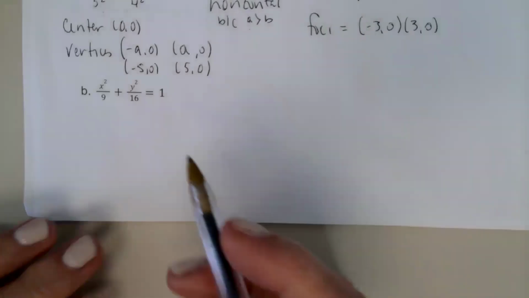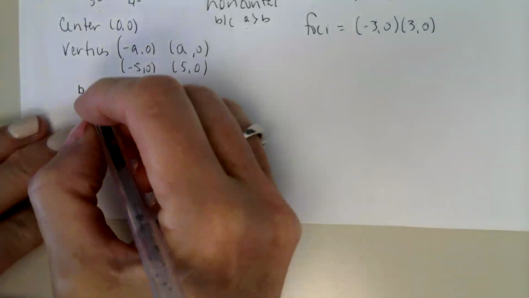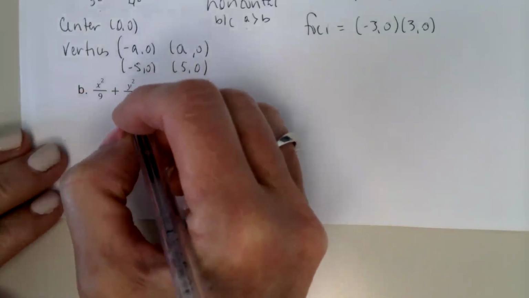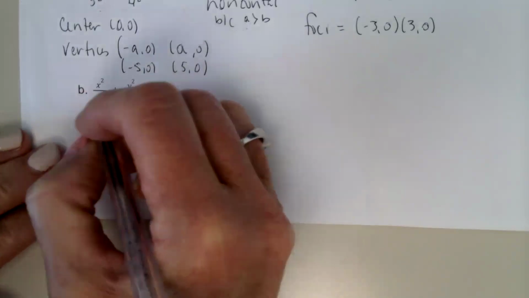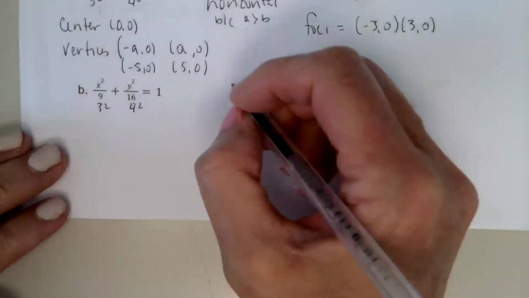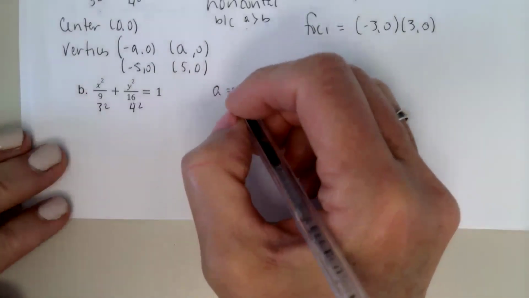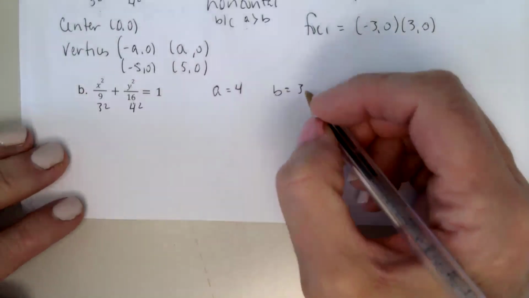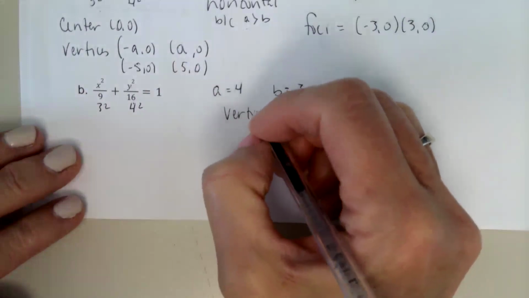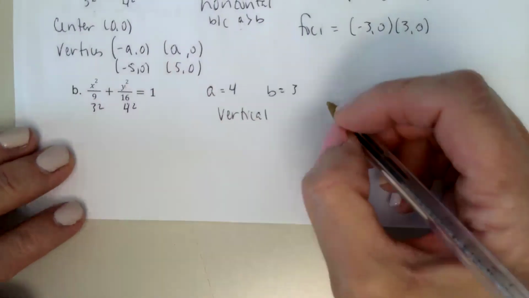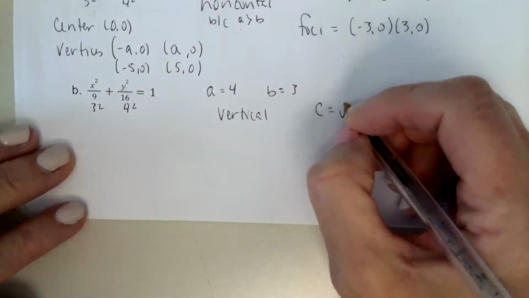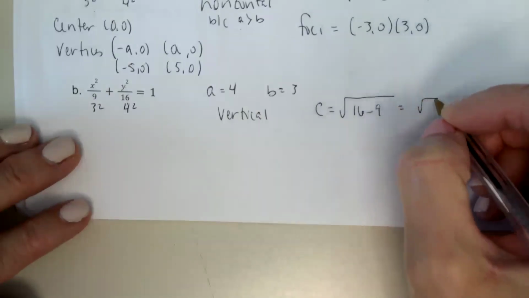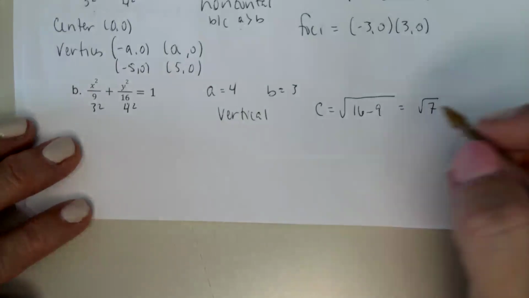Okay, let's look at B. So B, we have A is under the Y because that's the bigger one. And it's vertical. And we can find our C. 16 minus 9. So C is the square root of 7.